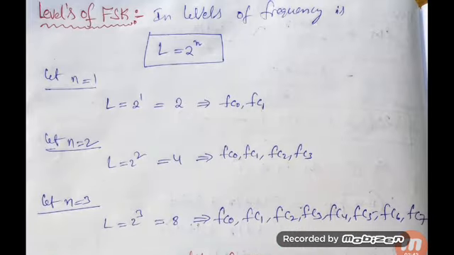And next one is levels of FSK. The number of levels is represented as L equal to 2 power n. Let n equal to 1, it will replace 2 power n. 2 power 1 equals 2, that means it will generate two signals, carrier frequency 0 and carrier frequency 1. That means it will generate two intervals. Let n equal to 2, it will generate 4 intervals. Let n equal to 3, it will generate 8 intervals.